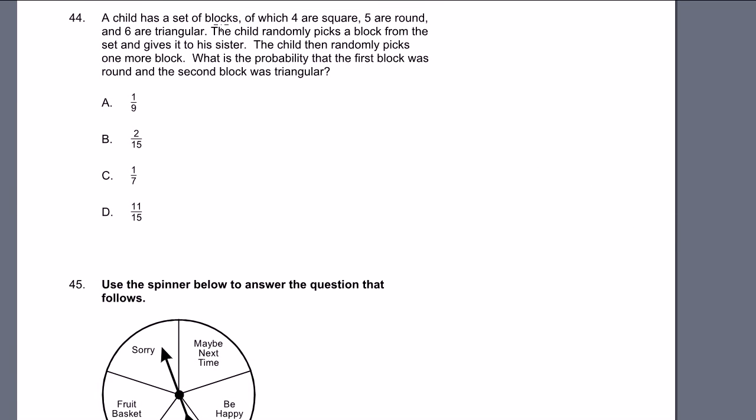Problem 44. A child has a set of blocks, 4 of which are square. So we have 4 square. 5 are round. And 6 are triangular. The child randomly picks a block from the set and gives it to his sister. The child then randomly picks one more block. So he didn't put that block back in. That's very important, that the first block.